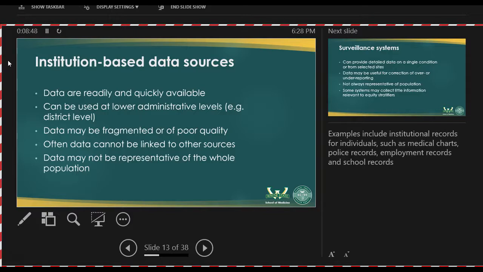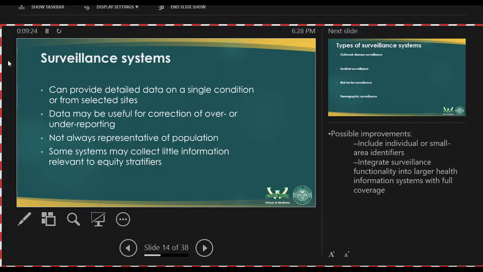Then you have institutional-based data sources, as I said before, easily and readily available. At a low cost, you can get the data, but it can be fragmented and of poor quality. So you have to be careful when you're getting data from low and middle income countries, especially institutional data. Sometimes a lot of this data is not EMR based, and a lot of it is paper based. So getting that data is pretty difficult, collecting from the hospitals. And obviously, it's not representative of the whole population. Wherever the hospital or institution is, that's what the data is going to represent, and it doesn't truly represent maybe even the state in which that hospital is, just the little zone where the hospital is.